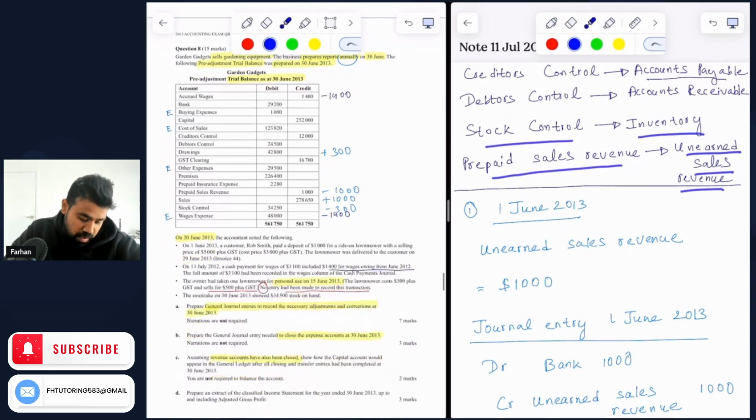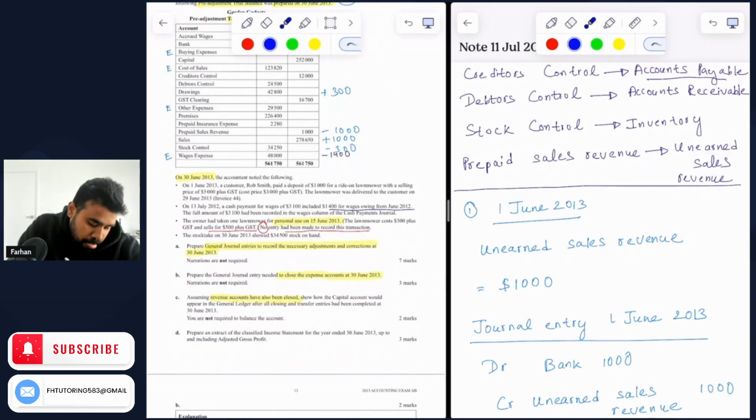So let's start with the first additional information that we're given. On 30 June 2013, the accountant noted the following. On 1 June 2013, a customer, Rob Smith, paid a deposit of $1,000 for a ride-on lawnmower with a selling price of $5,000 plus GST and cost price of $3,000 plus GST. The lawnmower was delivered to the customer on 29 June 2013.